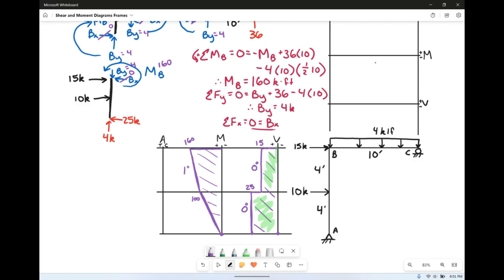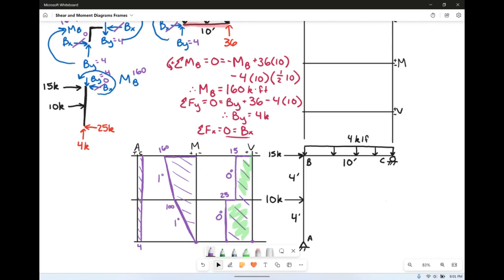These are 1 degree slopes. And for our axial, we do have 4 kips pushing on it, so that's going to be compression. So that's just a solid 0 degree slope here of 4 kips for compression. So there's our shears and our moments and our axials for the column.